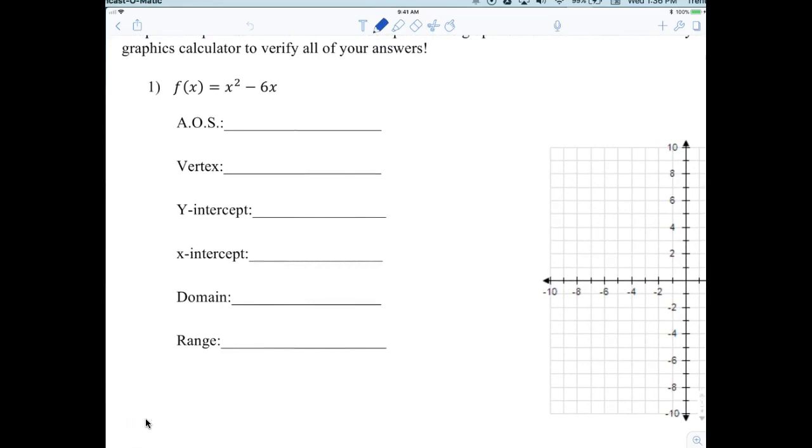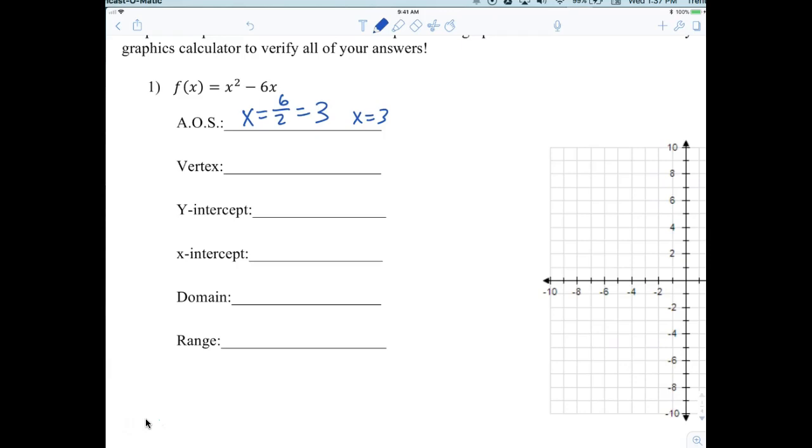Now, the axis of symmetry is not going to be a big deal for you. We're going to say x is equal to 6 over 2, which is equal to 3. So x equals 3 is the axis of symmetry. Everybody good with that? I'm not asking you to use your calculator.